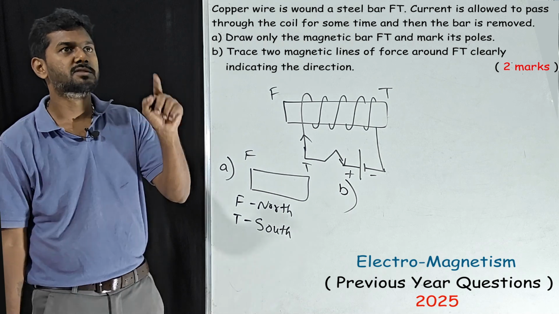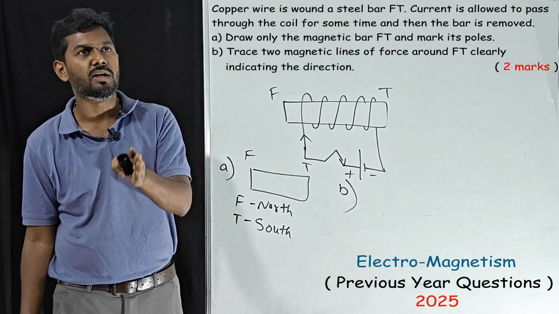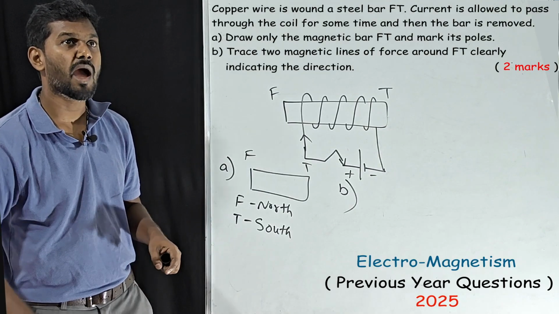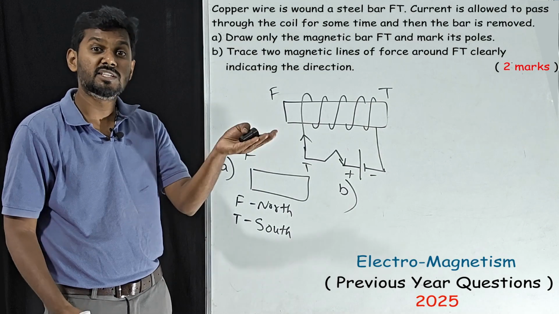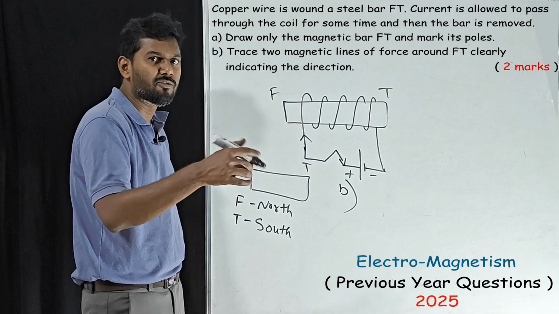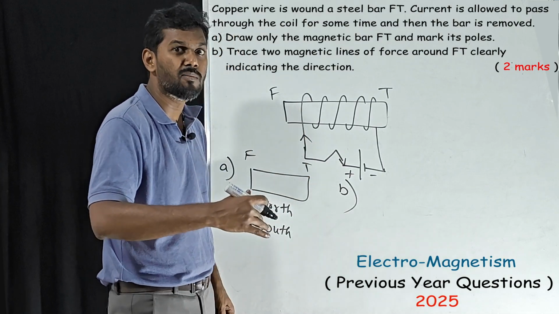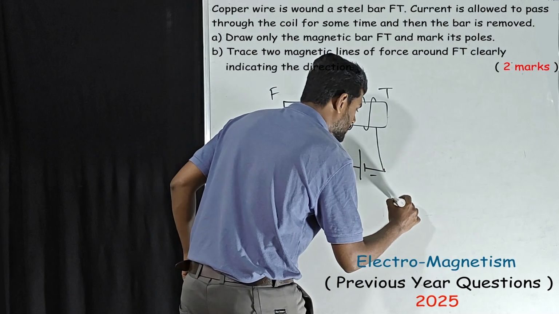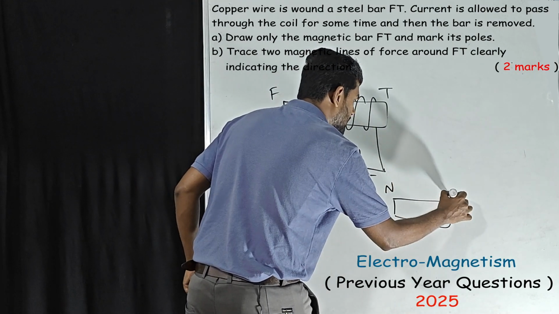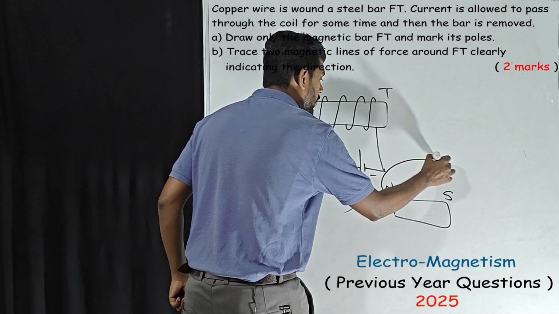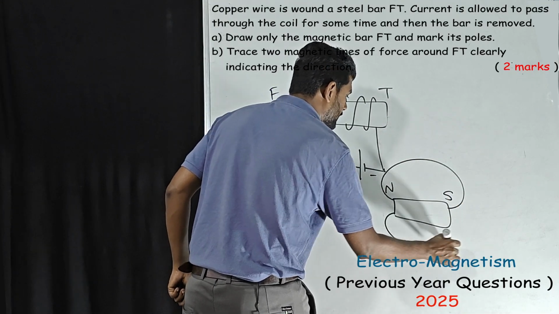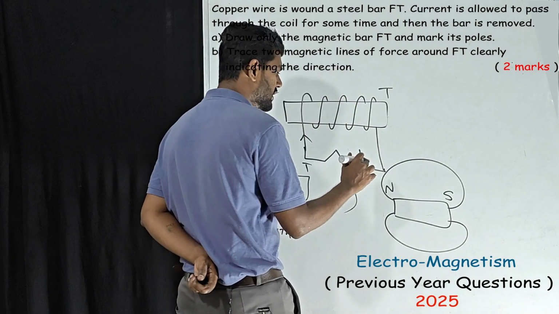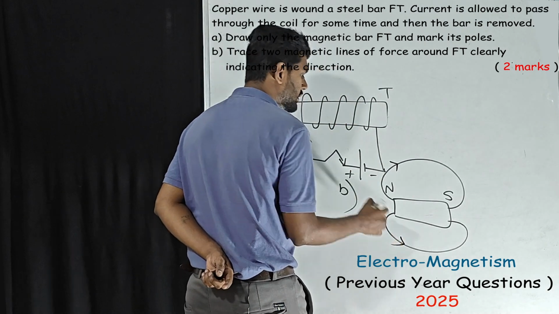We have to name the polarity. Second one, trace two magnetic field lines of force around FT, clearly indicating the direction. We have to write the magnetic field lines. This we have learnt in 9th standard. Correct? Magnetic field lines, we know, always move from north to south. Correct? We just have to write the magnetic field lines. So this is the bar, and we know this is north and this is south. So two lines we have to draw. Two lines, correct? Not on both the sides. You can write a minimum of two lines, they are asking. That's it.